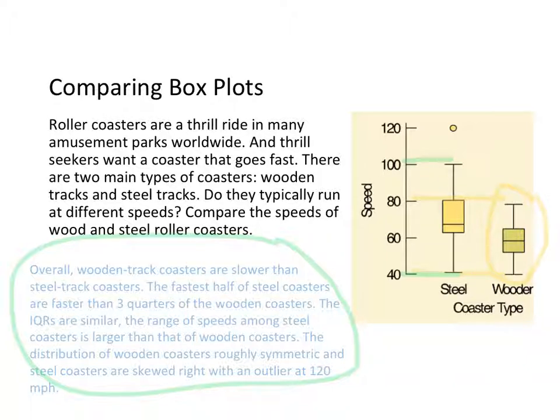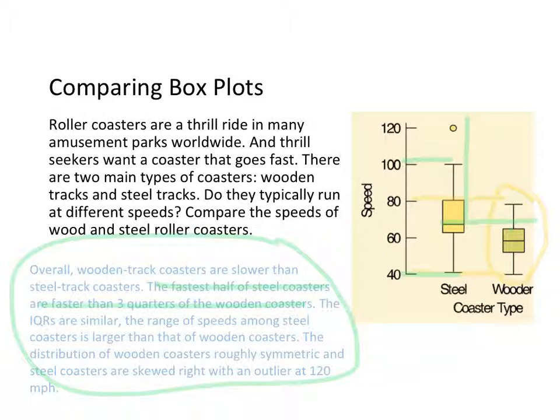So overall, wooden track coasters are slower than steel track coasters, right? The fastest half of steel coasters are faster than 3/4 of the wooden coasters. Okay, so what that means, the half of the steel coasters is here, right? And if I were to look at the other box plot, that's almost to the third quartile, or the upper quartile. And this much is all faster. Okay, so that's how we can say that.